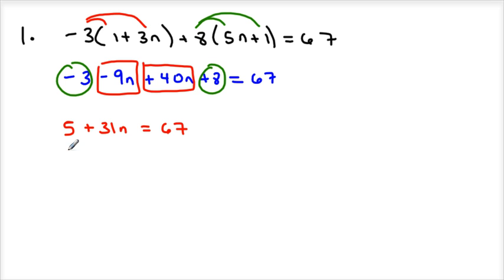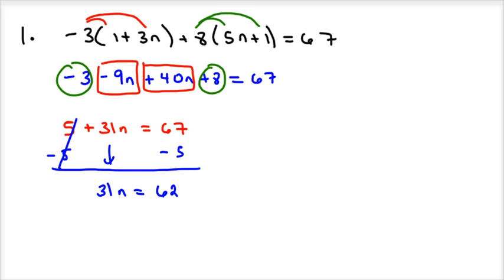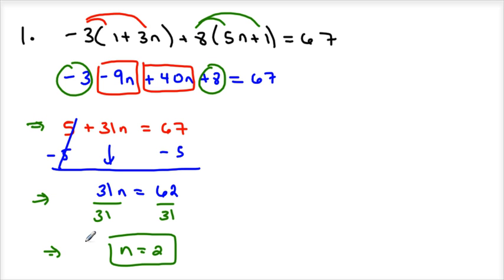Now we're down to a two-step equation. Let's subtract 5 from both sides. To simplify, we get 31n equals 67 minus 5, 62. Down to a one-step equation, dividing both sides by 31, n equals 2. Okay, so our first steps again were to distribute to both sets of parentheses, combine like terms, bring it down to a two-step equation, down to a one-step, and down to your final answer.